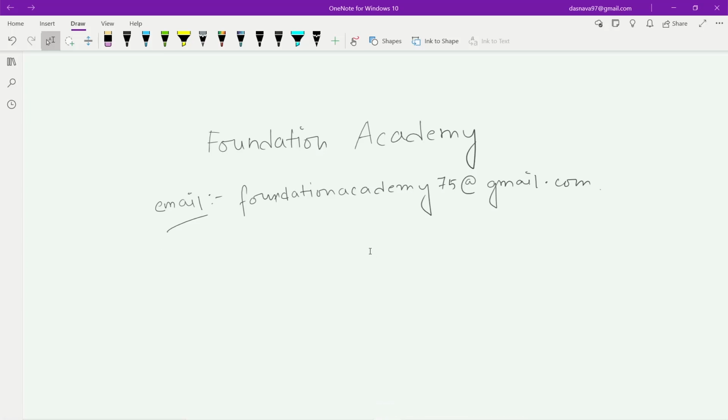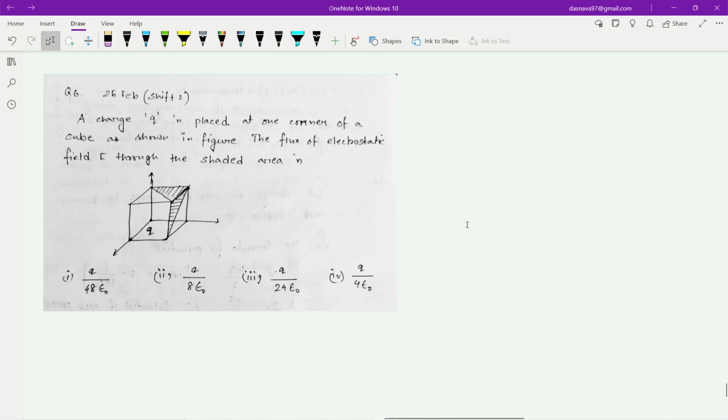Today we are going to solve the rest of the questions from electrostatics which just came in JEE Mains this February shift. So let's start. The first question we start with: a charge Q is placed at one corner of a cube as shown in the figure. The flux of electrostatic field E through the shaded region is, there are four options.